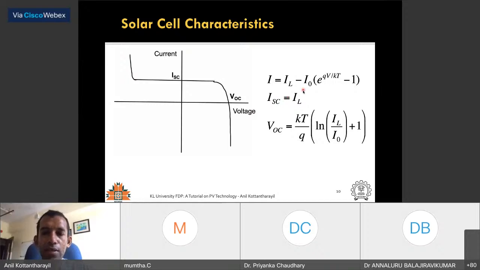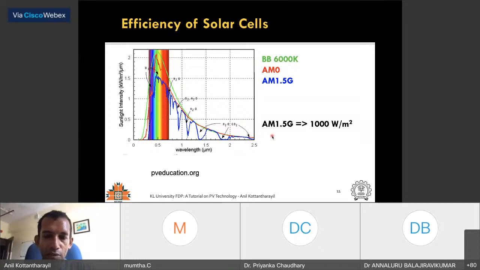And then when the external load becomes infinite, so essentially it is an open circuit, no current will flow, and this is called the open circuit voltage. So this is the short circuit current and the open circuit voltage, and you can rearrange this equation. Setting the total current I equal to 0, you can calculate what is called the open circuit voltage. These two are very important parameters for solar cells. We will see how this is measured.